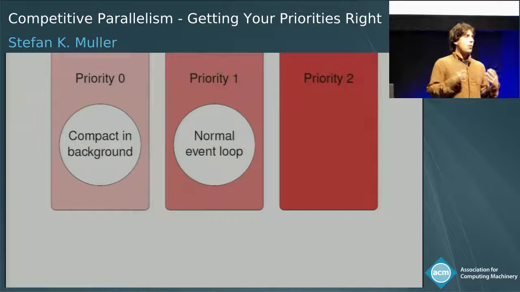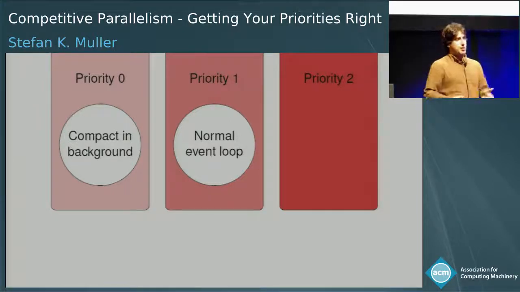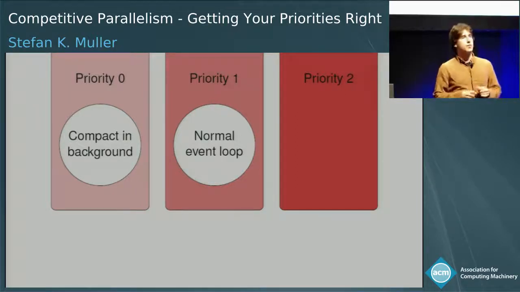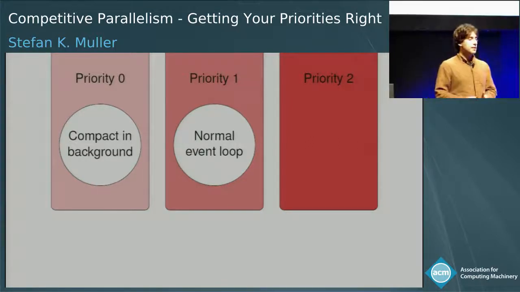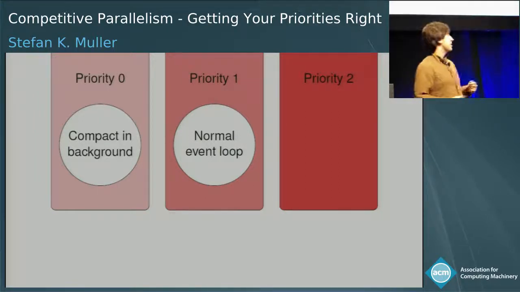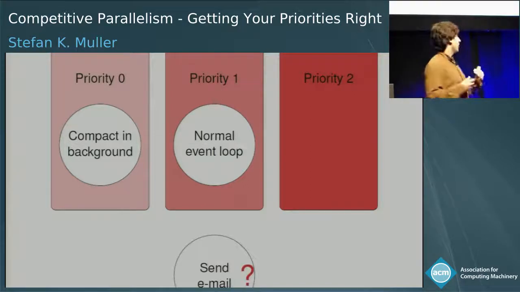So to talk about why current approaches to priorities are antimodular, let's say that we're writing our email client and we have a system with 3 priorities, 0, 1, and 2. So we write our thread to compact emails in the background at priority 0. We put our event loop at priority 1. And now maybe that was poor planning because now we want to implement another thread to send email.